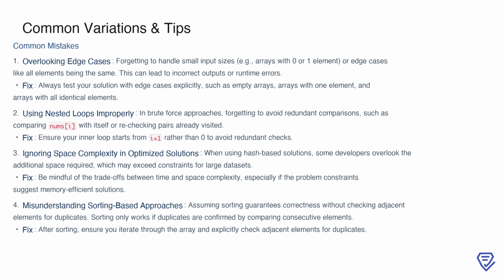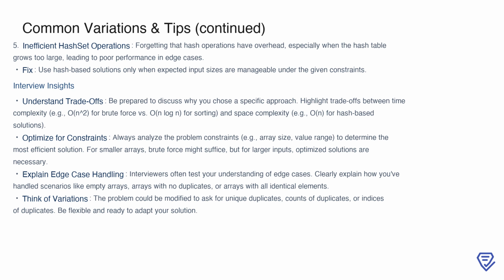Lastly, some may assume that sorting alone guarantees correctness. However, sorting only works if you explicitly check adjacent elements for duplicates. Always validate your logic after sorting to ensure accurate results. Another issue to watch out for is the performance of hash-based solutions. While they are efficient, hash operations can become slower as the hash table grows larger, especially in edge cases with high input sizes. To mitigate this, consider the problem constraints before relying on hash-based methods.